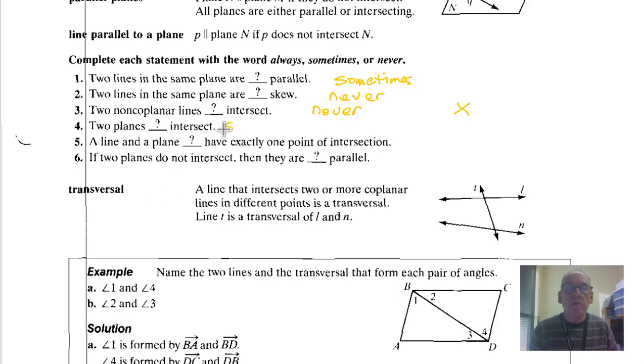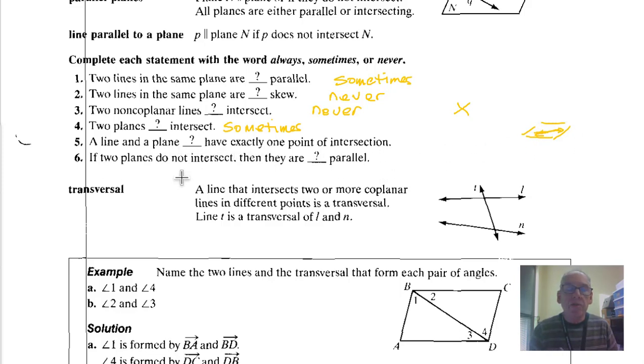Two planes sometimes intersect. They're either going to intersect or they're going to be parallel. A line and a plane have exactly one point of intersection. Now, if we think of a line as being contained in a plane, the points on this line are always going to be part of the plane. That's lots of points of intersection.